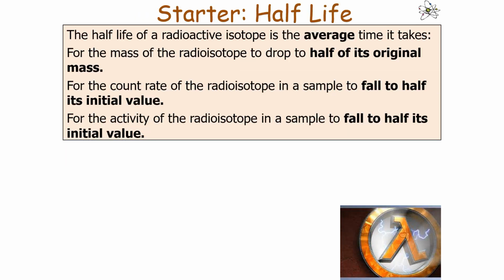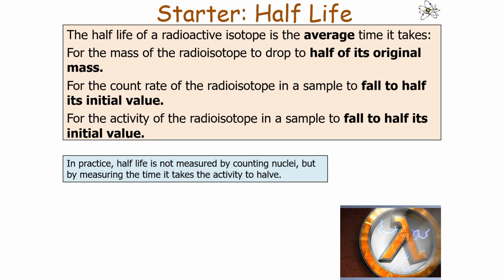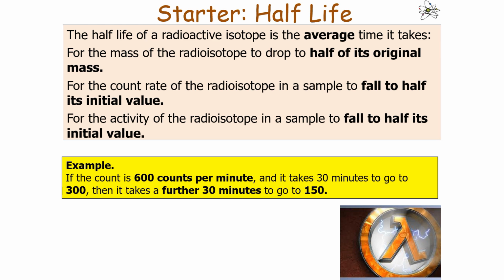Now the half-life of a radioactive isotope is the average time it takes for either the mass of the radioisotope to drop to half its original mass, the count rate of the radioisotope in a sample to fall to half its initial value, or the activity of the radioisotope in a sample to fall to half its initial value. In practice, half-life is not measured by counting nuclei, but by measuring the time it takes for the activity to halve. For example, if the count rate is 600 counts per minute and it takes 30 minutes to go to 300 counts per minute, that's the half-life, 30 minutes, so it'll take a further 30 minutes to go to 150 counts per minute.